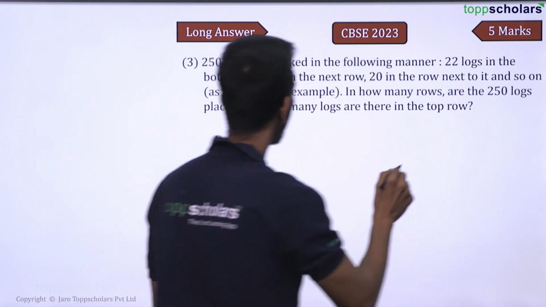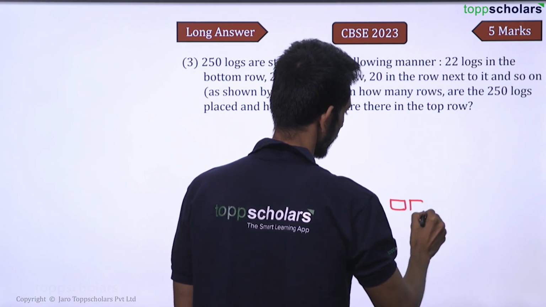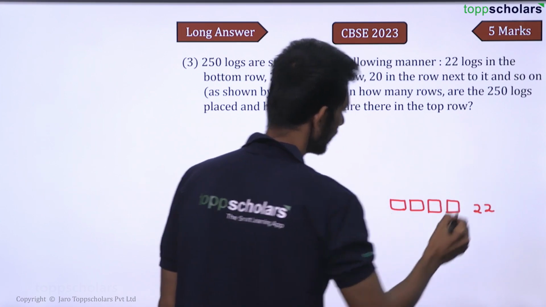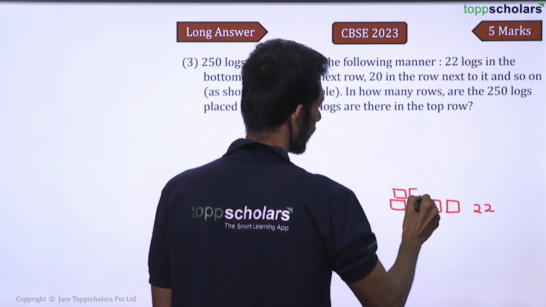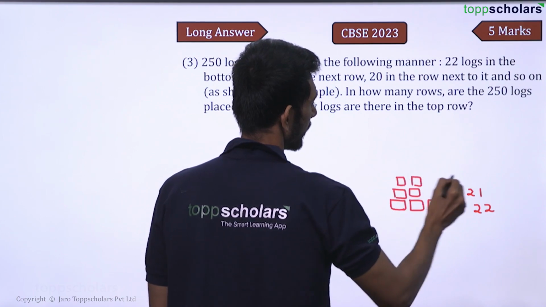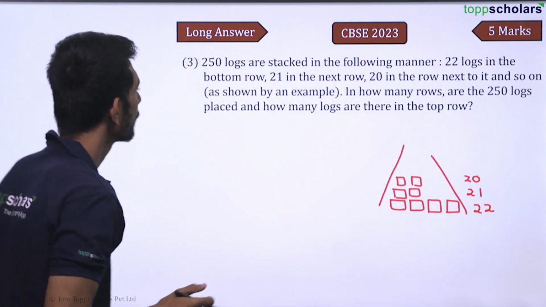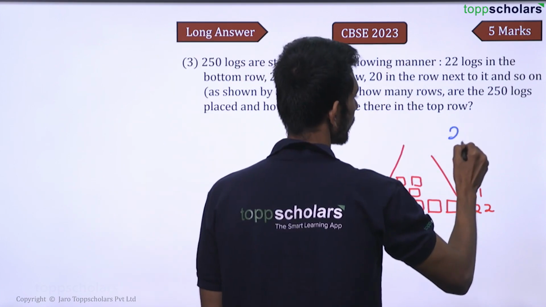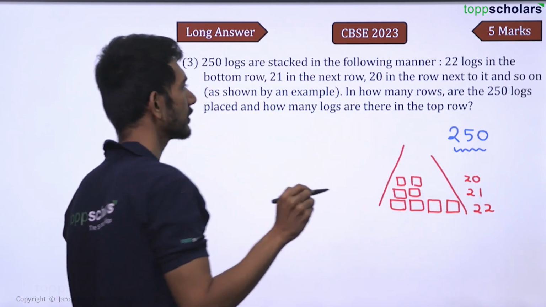So there are 22 logs in the bottom row, like this. I'm not drawing the actual number. Then there are 21 above it. Here we have 21 logs. Then 20 logs. Basically it's moving like this, and so on. And the total is 250, right? That is, the sum of all the logs is 250.